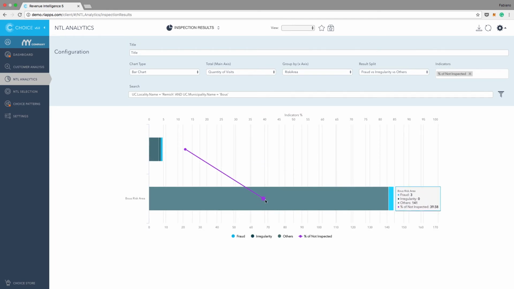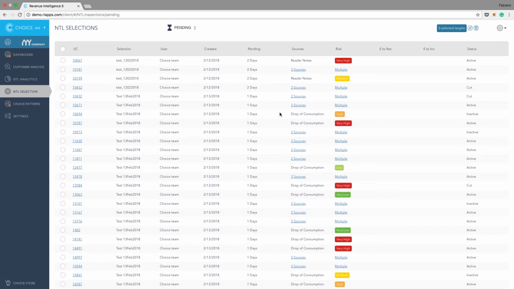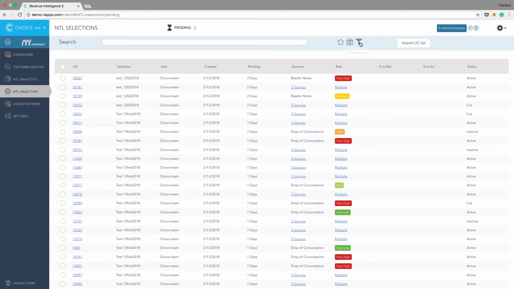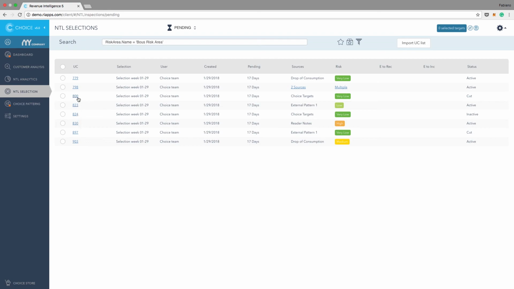So it's easy to work with Revenue Intelligence to discover these problems in our utility. We cannot inspect there, so we are losing our money. Let's go to selection and see the pending inspections. We have a lot of pending inspections here. Let's check if we have any pending inspection in the Boos risk area. Let's filter by risk area. We have 3 risk areas. Let's see the Boos risk area and apply the filter.